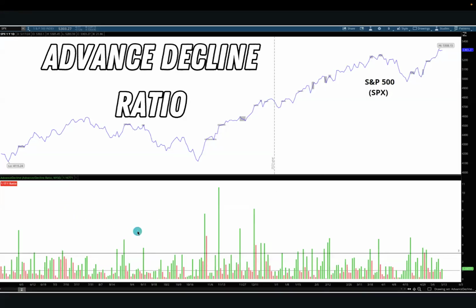Today we're going to go over one of my new chart layouts that I've got with a nice little script here. This is the advanced decline ratio. The way that I like to use this specifically is to see when the market is potentially a little bit overheating, right? It's mostly a short-term signal, not much of a long-term signal, but it lets you know some really important things.